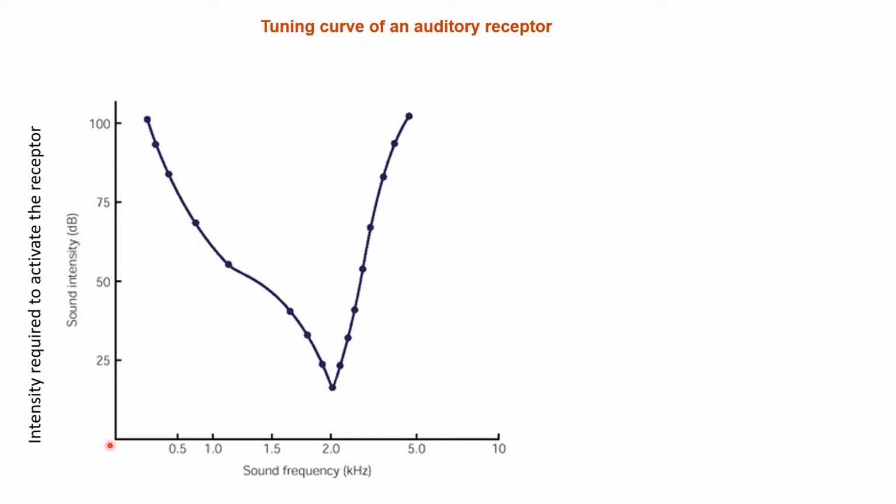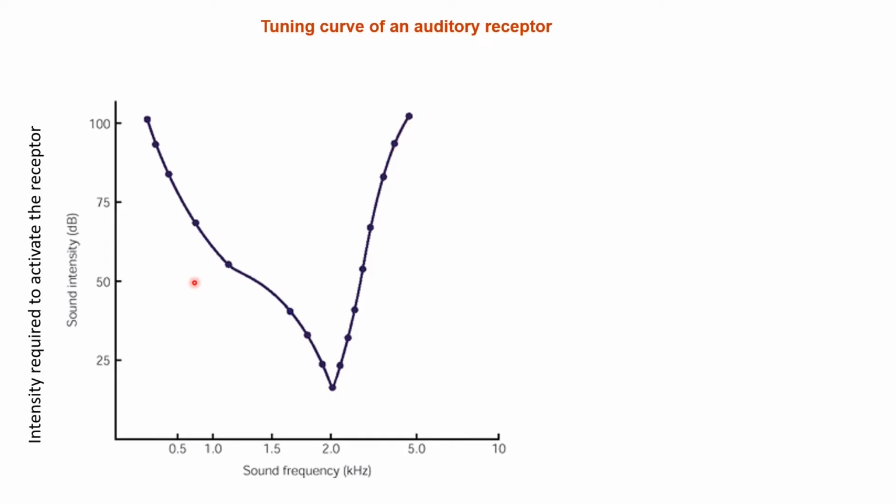And if we do that, for different frequencies, which are shown on the x-axis here, we can see what intensity of sound is needed to activate that receptor. So the minimum intensity of sound needed to activate the receptor is shown on the y-axis here. And for this particular receptor, we find that it is most easily activated at 2 kHz frequency, at which it requires about 20 decibels of sound. And then for higher frequencies, it requires more intensity. At 5 kHz, it requires almost 100 dB of sound.